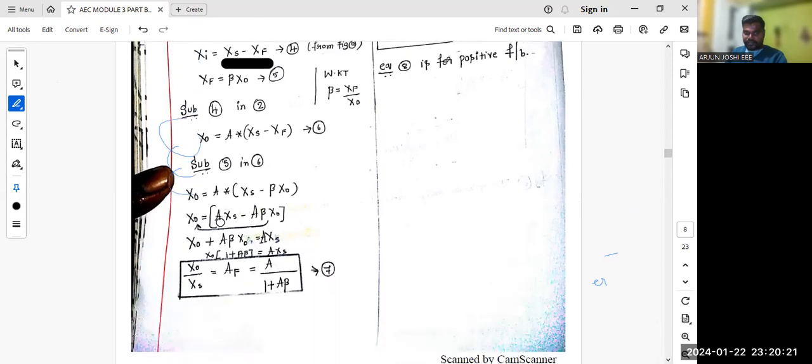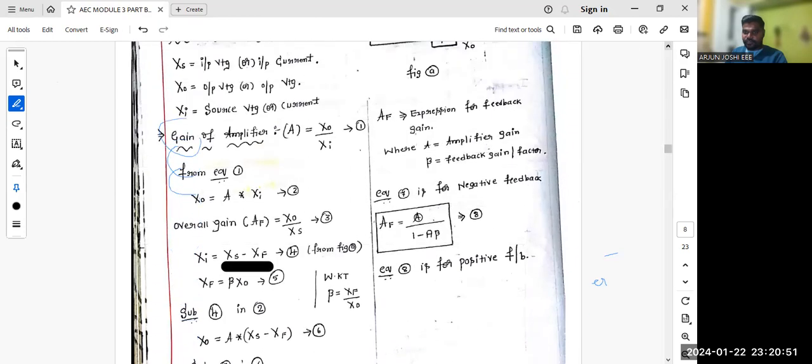Multiply here: x naught is equal to A xs minus A beta x naught. I'm going to take this to the left side: x naught plus A beta x naught is equal to A xs, remaining same. Taking x naught common: x naught times (1 plus A beta) is equal to A xs. X naught divided by xs is nothing but Af, which is equal to A divided by 1 plus A beta for negative feedback. If it is positive feedback, then Af is equal to A divided by 1 minus A beta.